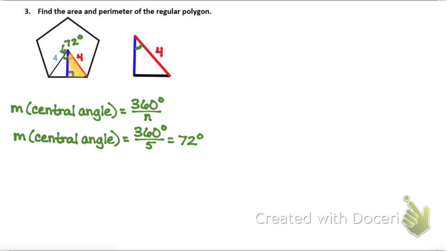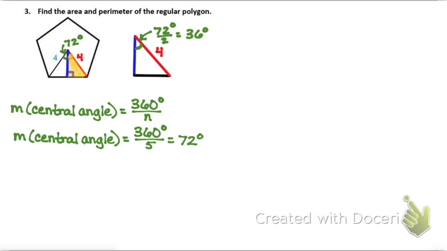The central angle on the larger triangle was 72 degrees, and the apothem is cutting that central angle in half. So we're going to take 72 degrees, we're going to divide that in half. So this angle up here is 36 degrees.